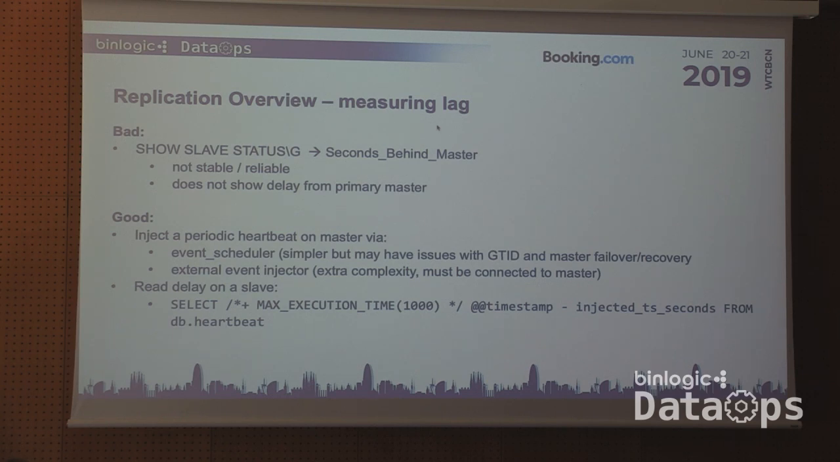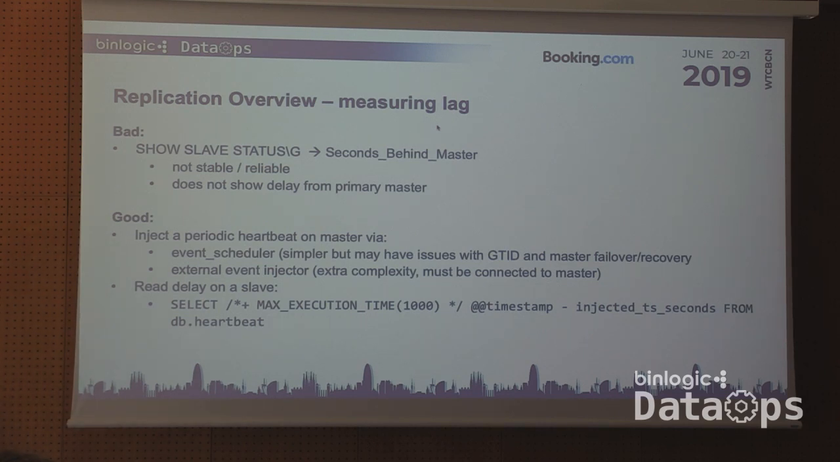There are quite a lot of cases when it says it's 0 seconds delay, and actually the server may be processing a very large transaction, which may take time, and during that period there is delay, but you can't see it. So be careful. Also, if you have intermediate masters, the lag that's shown with seconds behind master is only behind the current master you're talking to, not the upstream master.